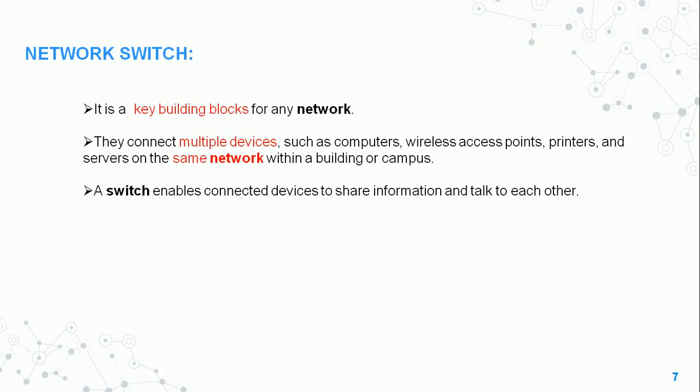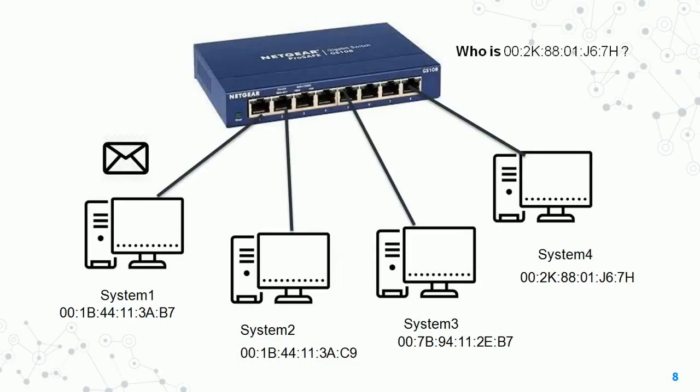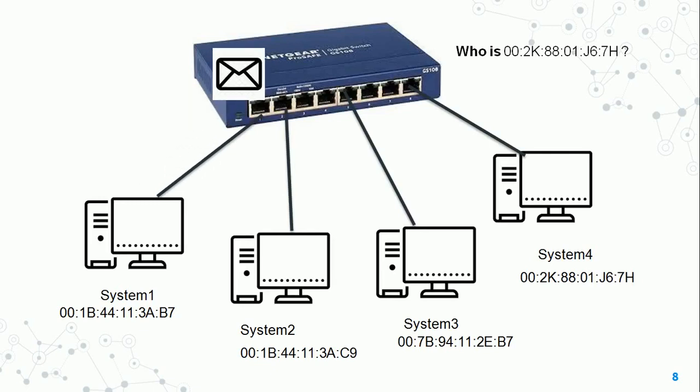It uses full duplex transmission mode, where communication in the channel occurs in both directions at the same time. It is used in the data link layer. For example, when you send a message from system 1 to system 4, when data arrives at any port of a switch, it examines the destination MAC address and sends the data to the corresponding device.